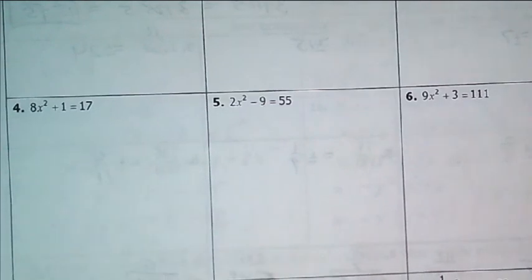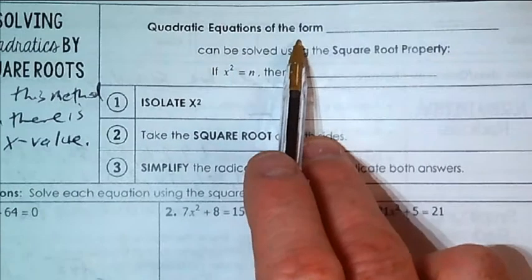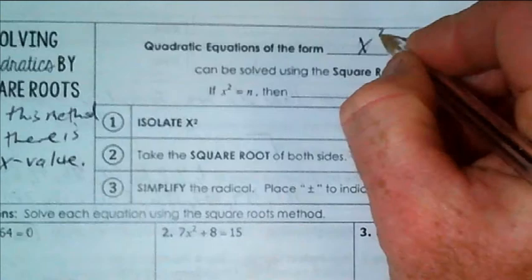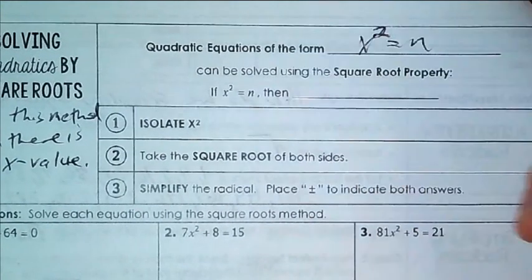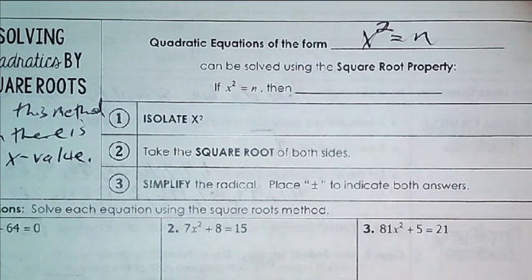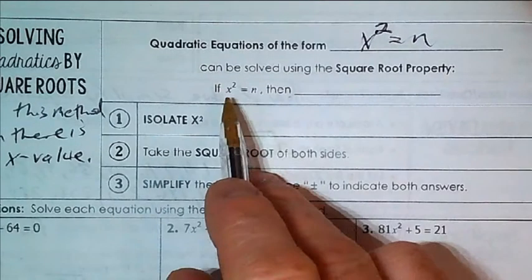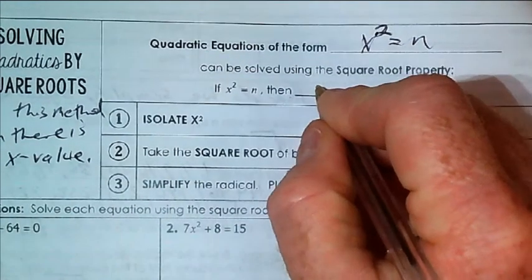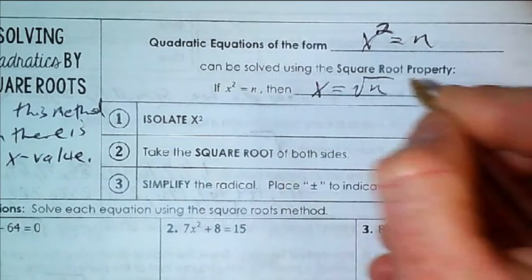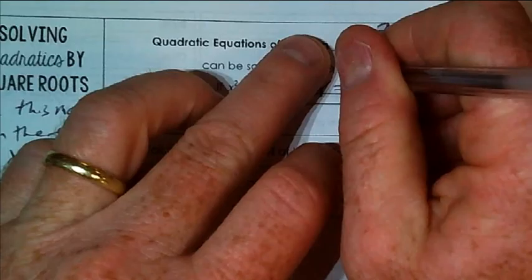Here's how you do it. First of all, we need our quadratic equations to be in this form. X squared equals n. So you got your x squared on the left, and you've got some number on the right. Notice that that number does not have an x value. Now, this can be solved using the square root property, which says that if x squared equals n, then x equals the square root of n. I just took the square root of both sides. Now, technically, I should put plus minus here, I guess.